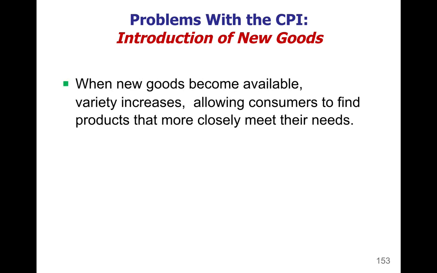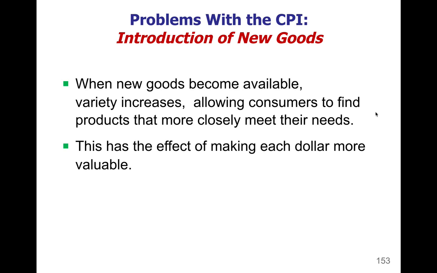The other thing that happens when we introduce new goods is if there is a new good and it's in competition with other goods, then that means variety has increased. And that allows you as a customer to more clearly find a product that fits your needs, or fits the quality and the price that you're willing to pay. Now, this makes each of the dollars that you're spending more valuable to you because you're getting more for your money, or you're getting more of what fits your needs for your money. But of course, the introduction of new goods or the increase in variety is not counted or calculated in any way with CPI.